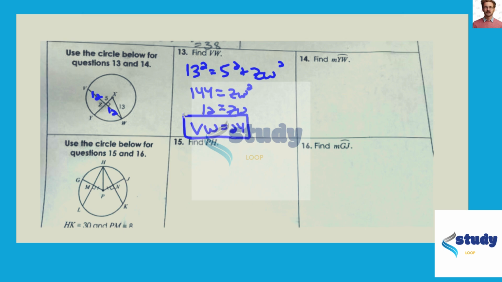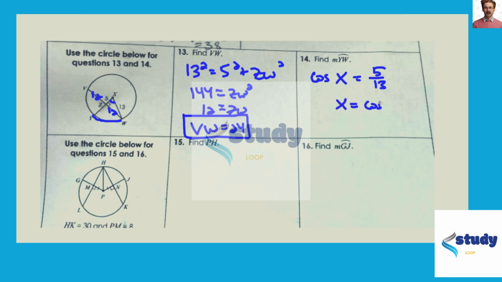To find arc YW, that would be the same as the central angle, so let's use that right triangle and right triangle trig. 5 is adjacent, 13 is hypotenuse. We can say that the sine of angle X is equal to adjacent over, I'm just saying adjacent and I wrote sine, excuse me. We should be saying the cosine of angle X is equal to 5 over 13, adjacent over hypotenuse. So angle X would be the inverse cosine of 5/13.